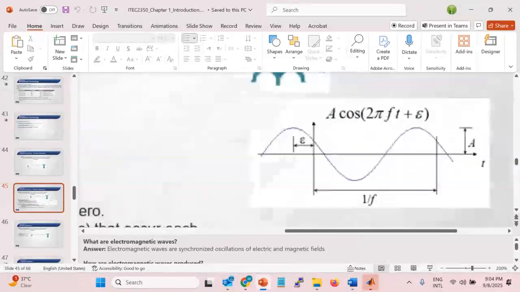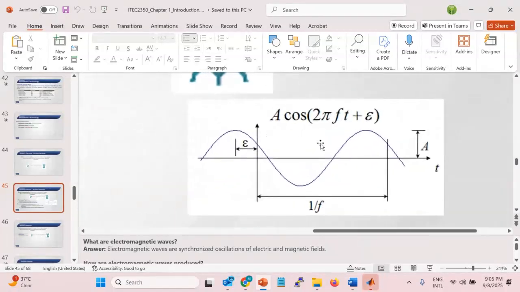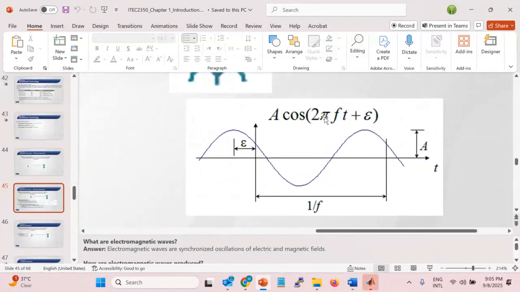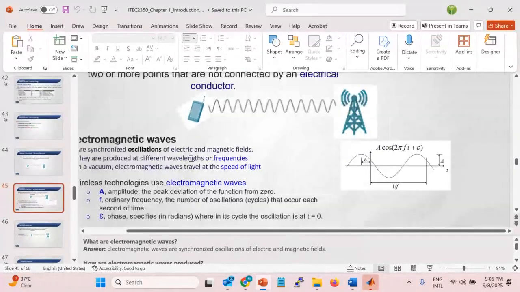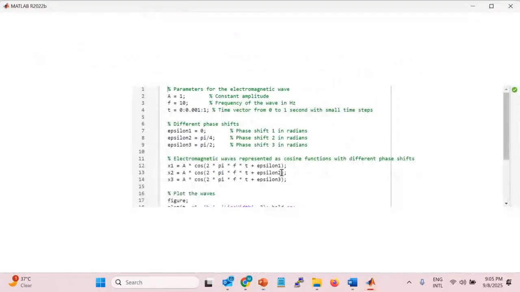How is the electromagnetic signal represented? It is A cosine 2 pi f t plus epsilon, where A is the amplitude, f is the frequency, and epsilon is the phase shift. Now I will show you different electromagnetic waves and how the amplitude, the frequency and the phase shift vary. So we will speak about these properties of the electromagnetic wave.